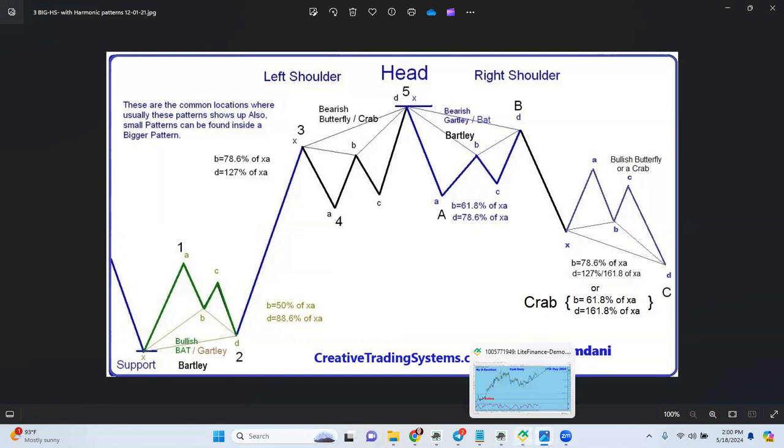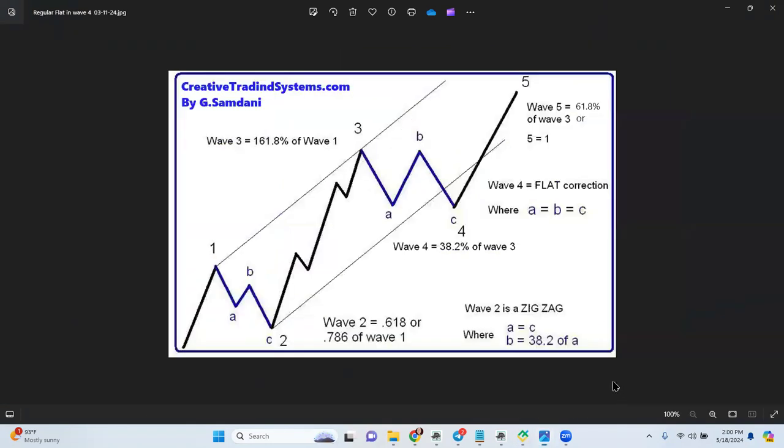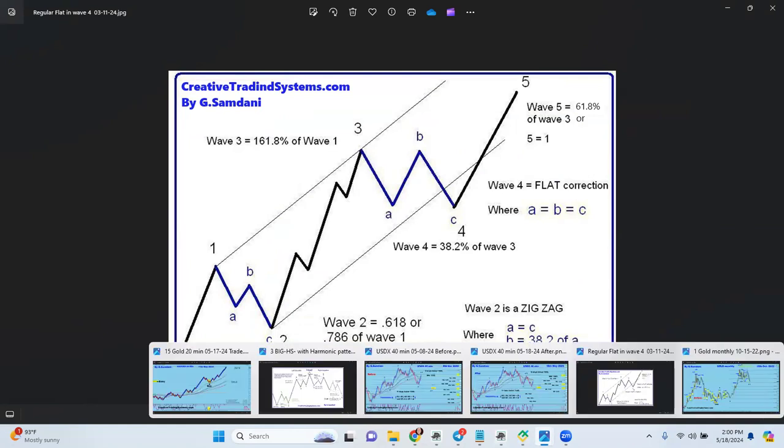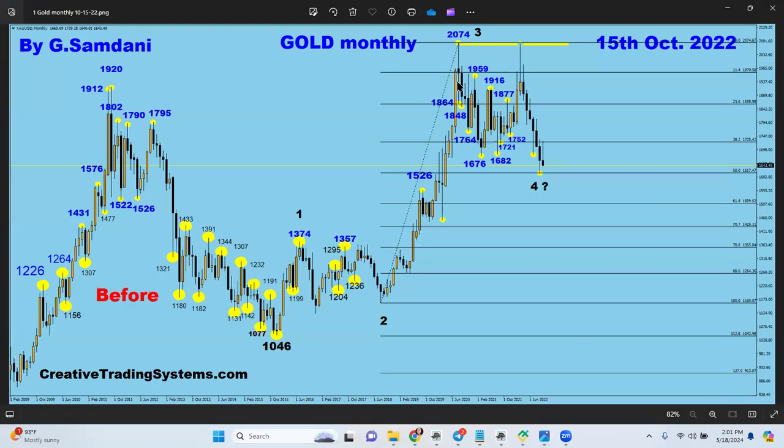So another version of a flat is like this. A flat is like a sideways correction where A equals B equals C, and usually C goes down a little bit more in this case in a bullish scenario. So it goes beyond wave A a little bit, right? So if you look at this, then you will see that this is what was happening here in this chart. Wave 1, then ABC wave 2 correction, wave 3 there, then this was wave 4, right?